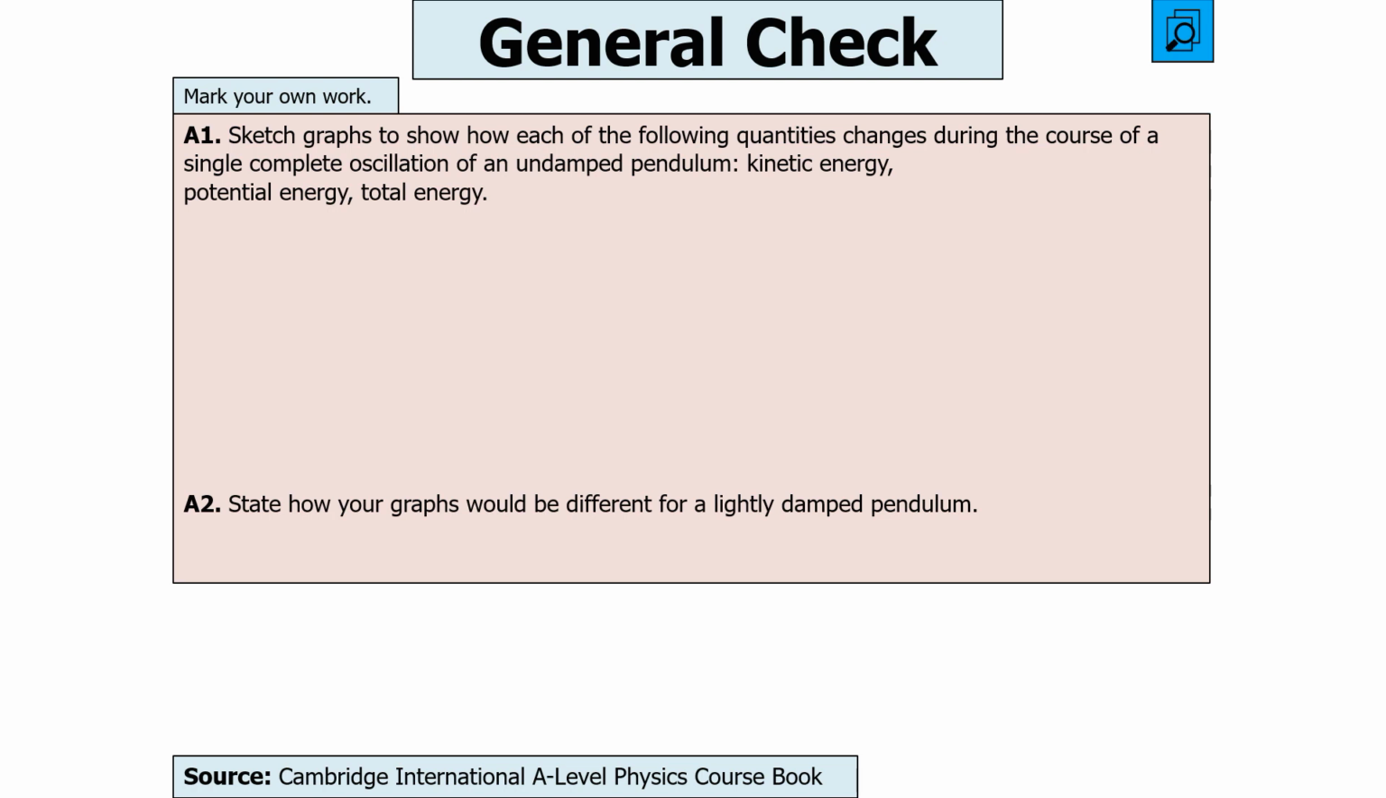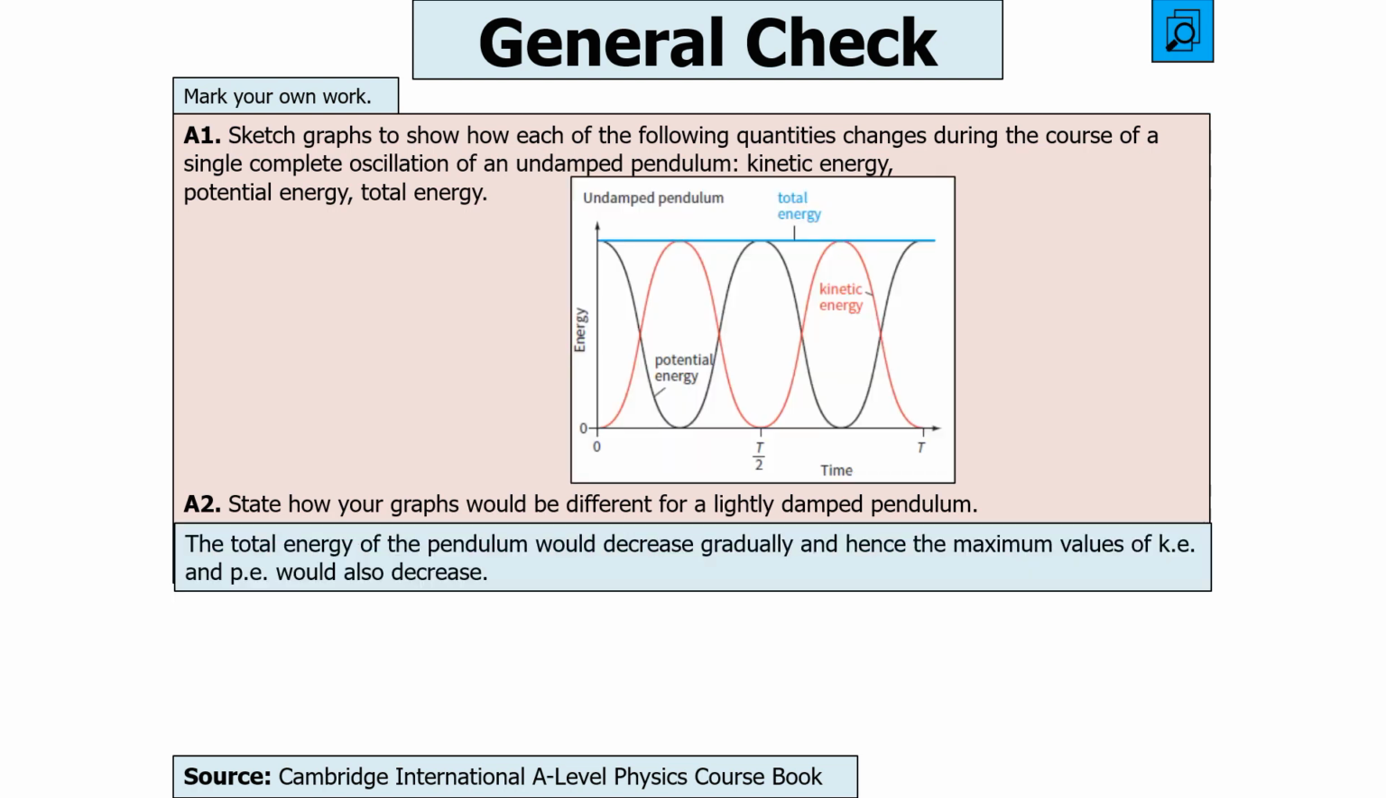Right, in this first one, you've got to think about what's actually going on. The total energy remains unchanged throughout the oscillation. But when the potential energy increases, the kinetic energy decreases and vice versa, and they vary over that complete cycle as shown there. But that's an undamped pendulum. Now, if it was a lightly damped pendulum, the total energy of the pendulum would decrease over time. So the maximum values of kinetic energy and potential energy, because they're going from one to the other but also being lost at the same time, would also decrease.